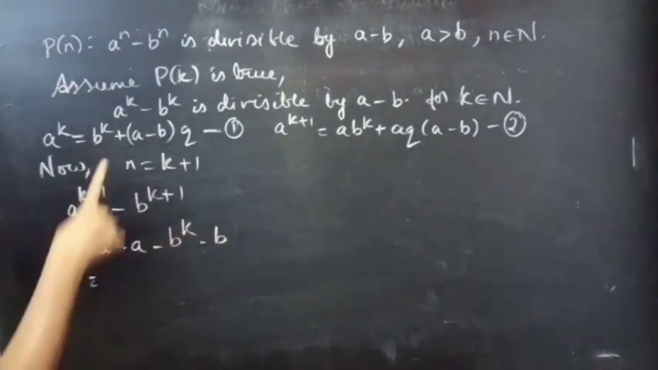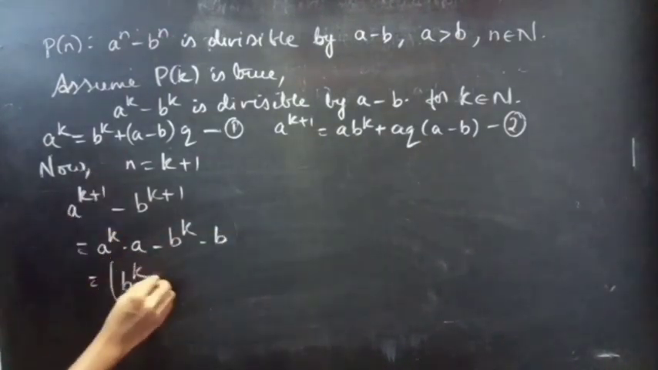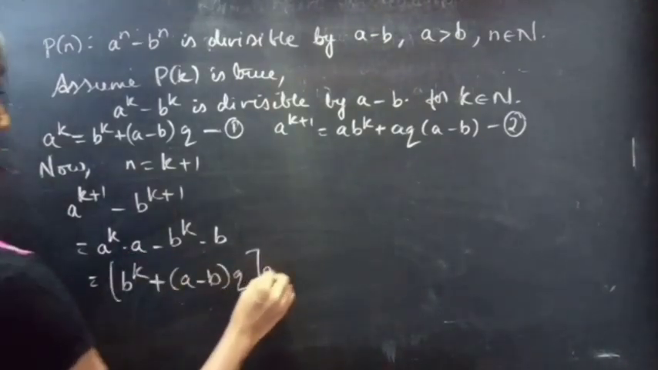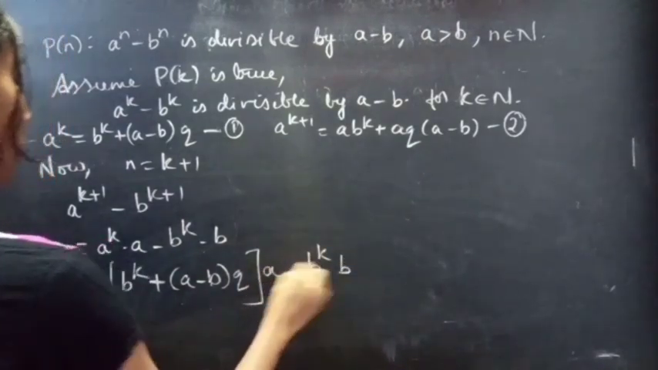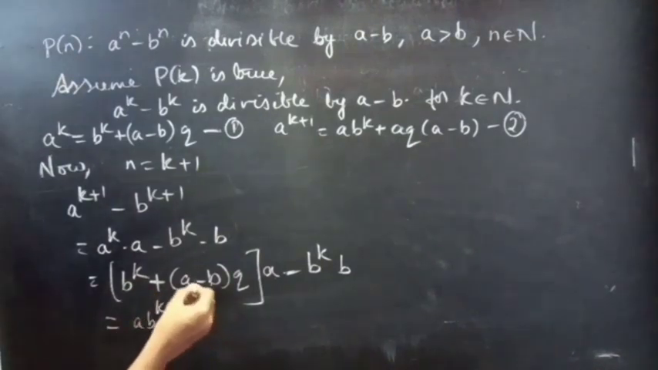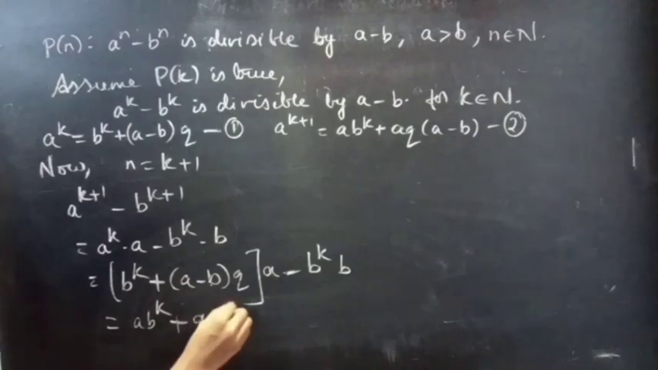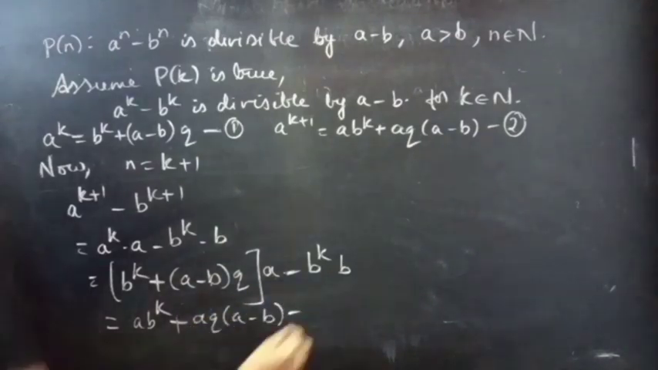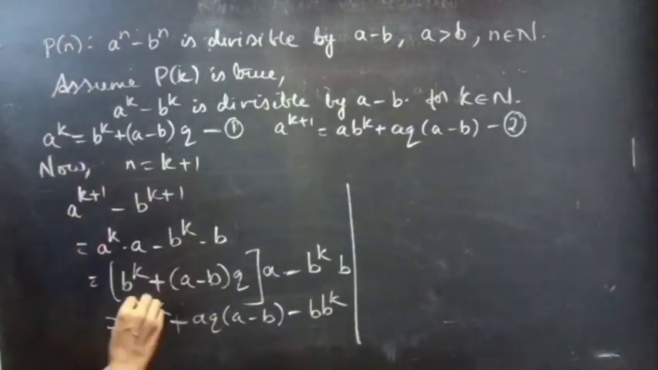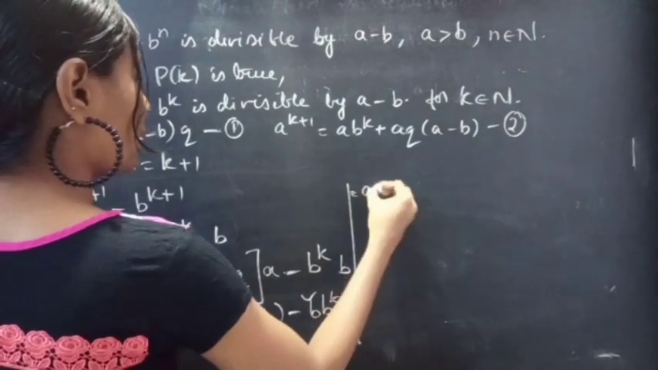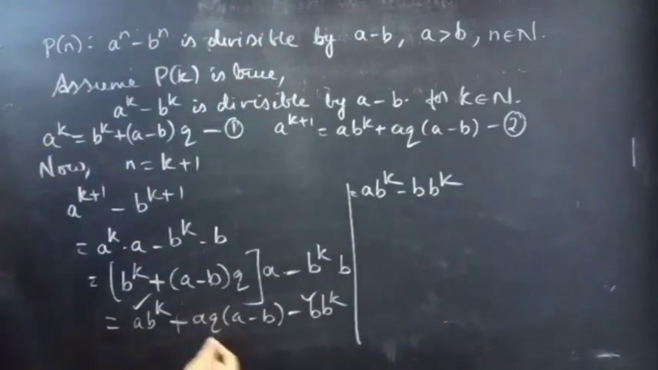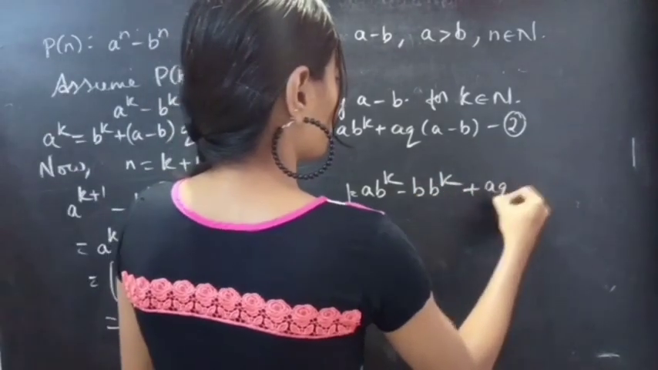Now replace a power k by the first equation, then you'll get b power k plus a minus b into q, into a, minus b power k into b. Now you'll get a into b power k plus a minus b into qa, that is qa into a minus b, minus b into b power k. Now write the terms involving b power k first. You'll get a into b power k minus b into b power k, and the remaining term aq into a minus b.